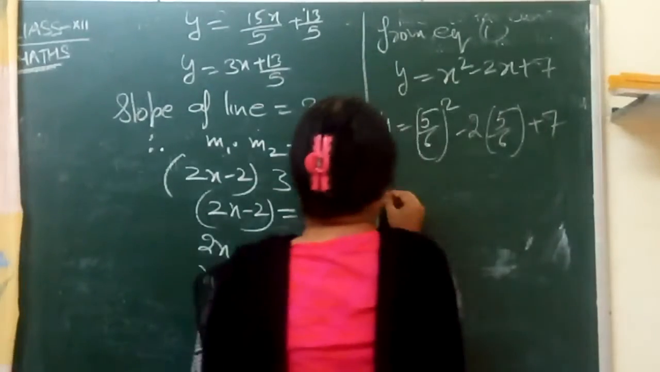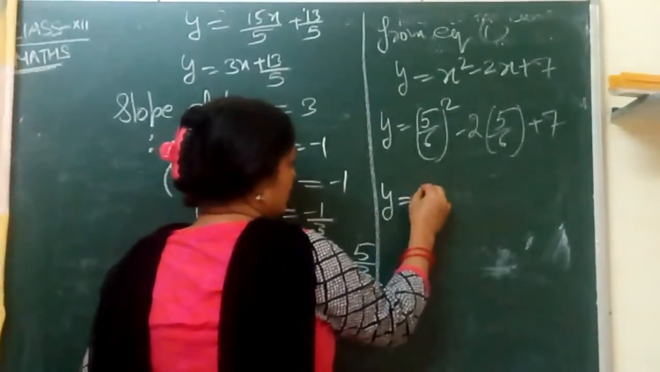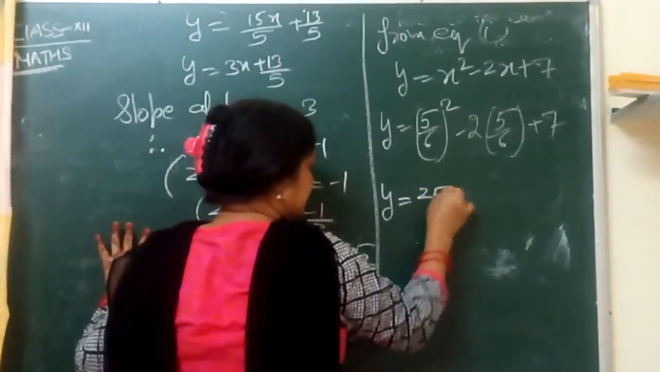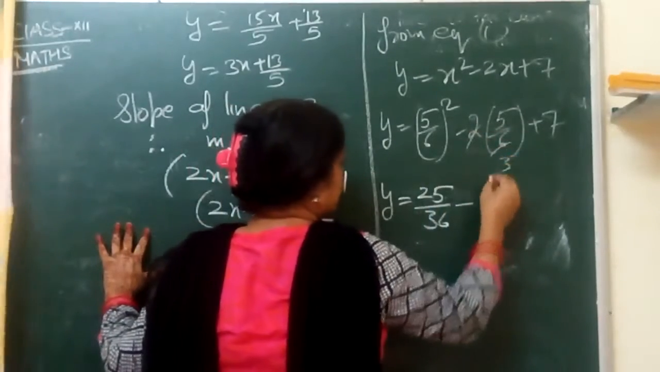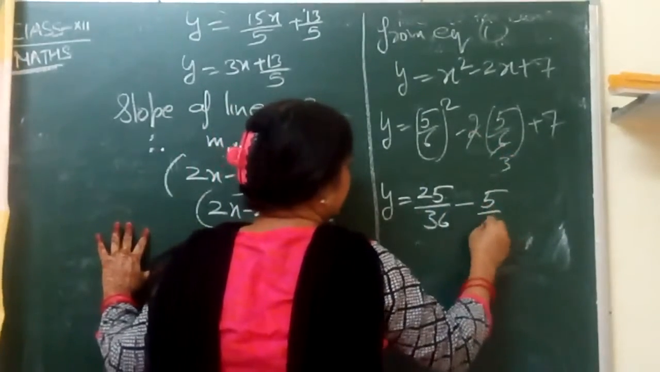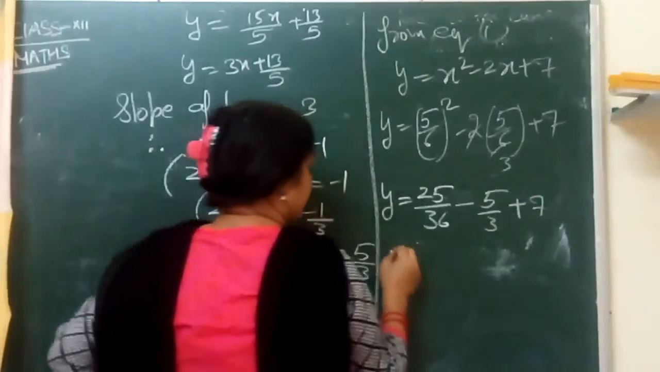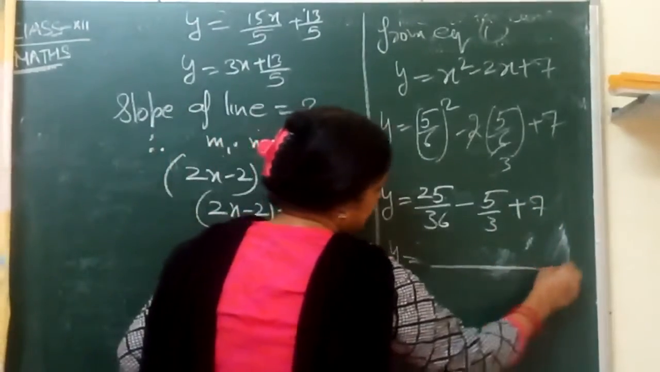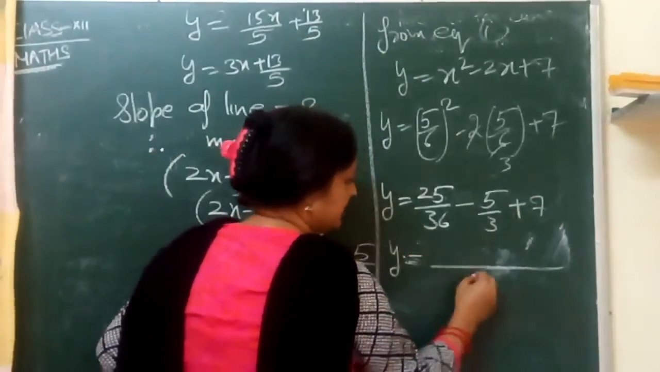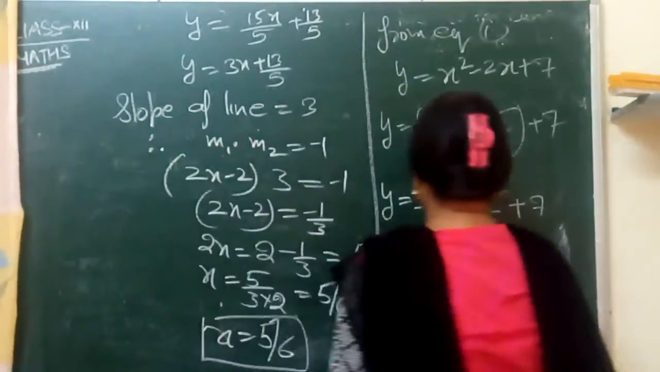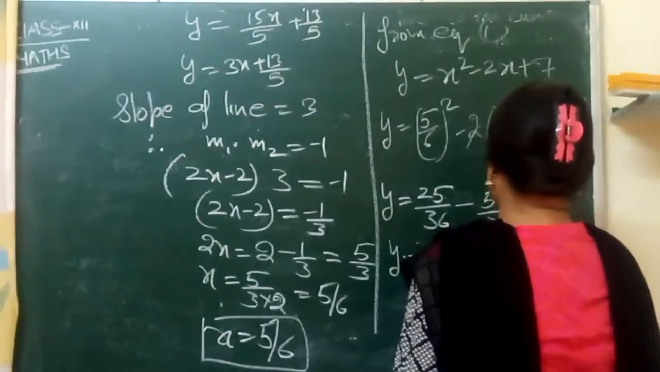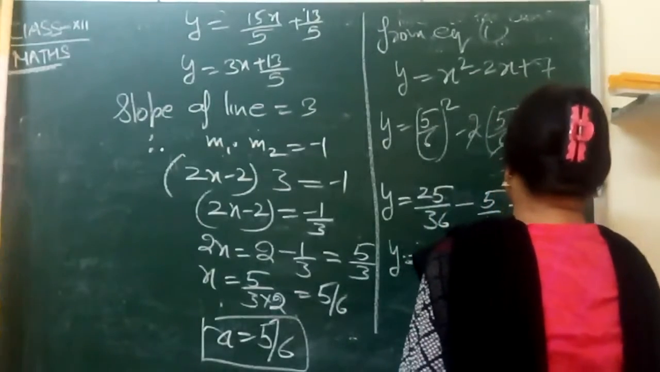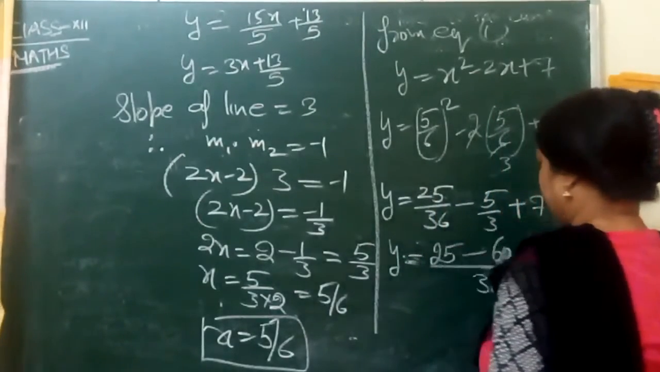So it will come y is equal to 25 by 36 minus 5 by 3 plus 7. By taking LCM, it will come 36. So after this it will come 25 minus 60 plus 252.